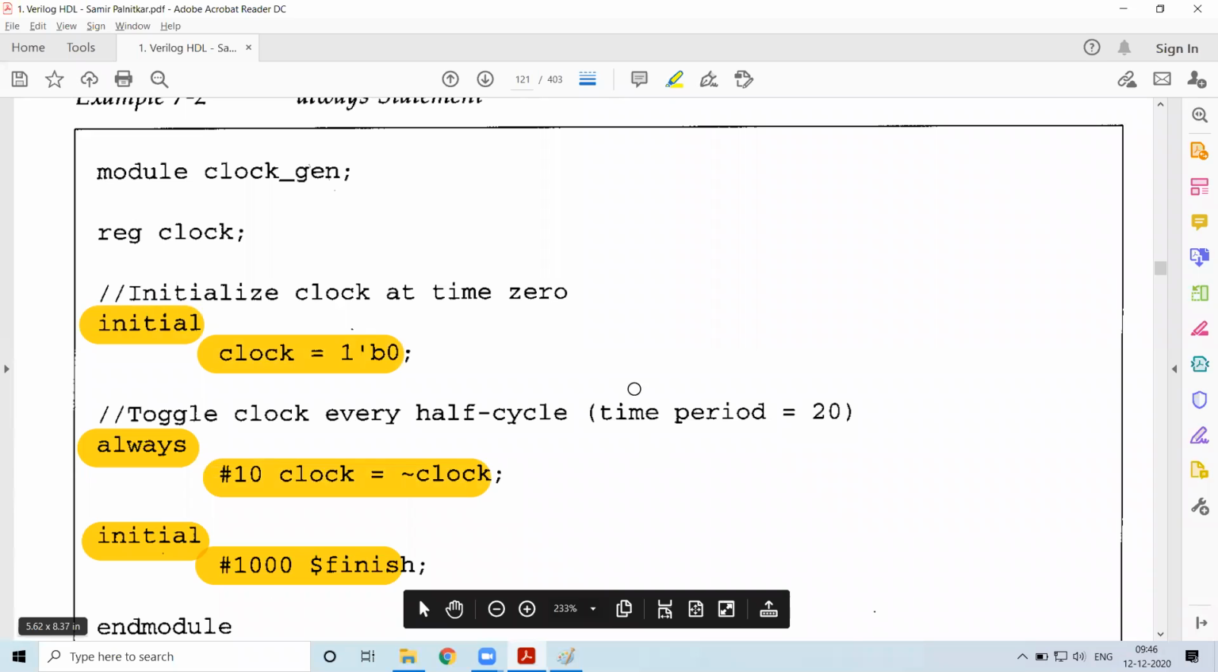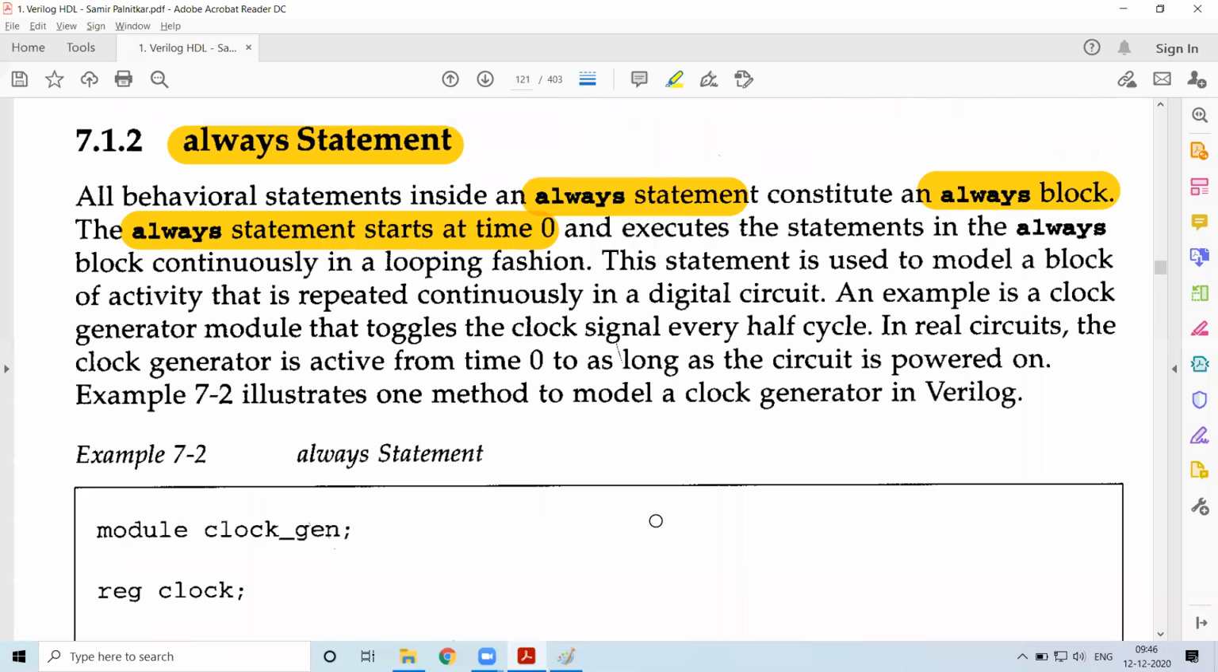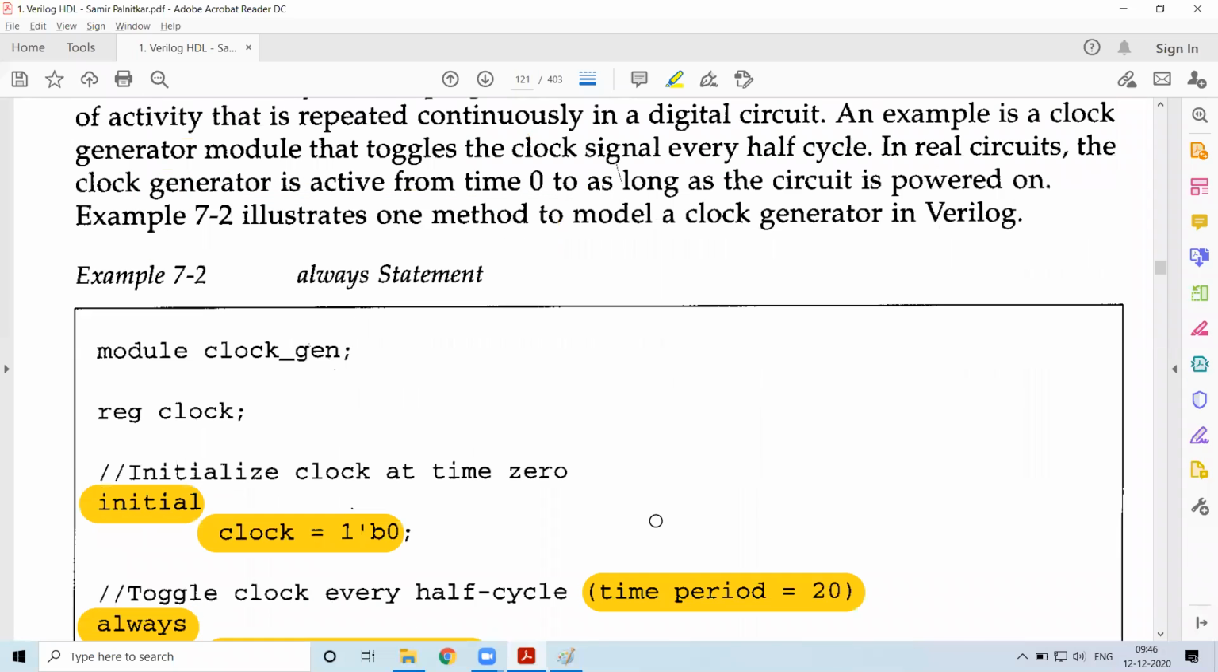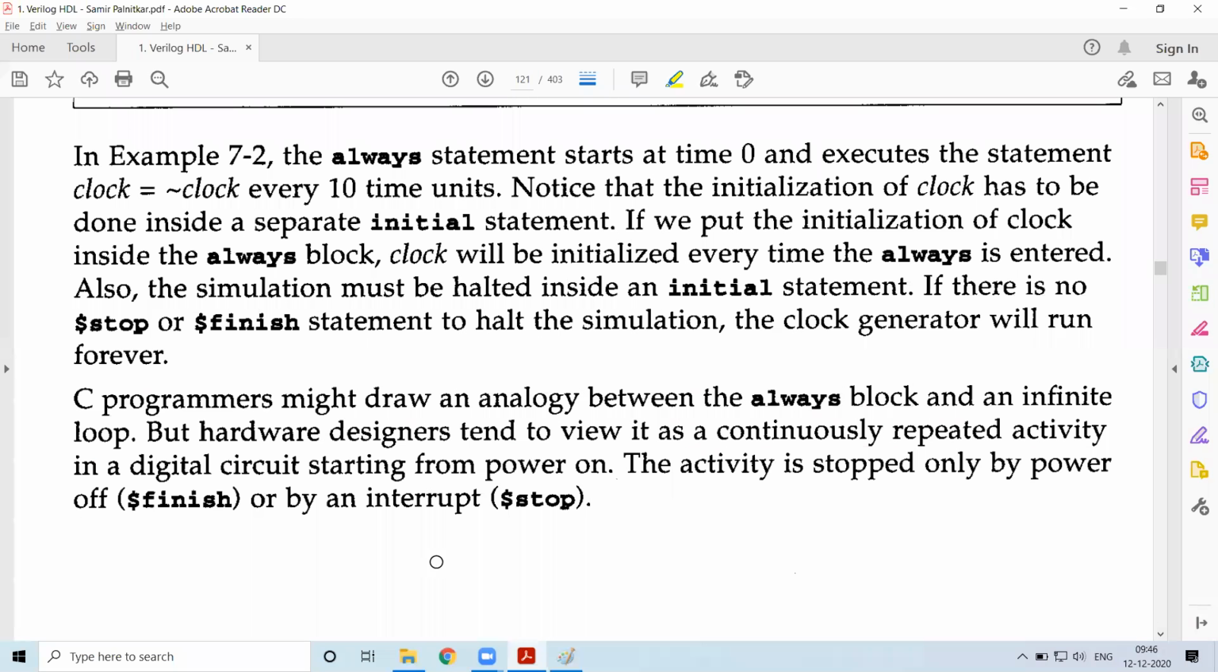This is how you are generating the clock in this case. The time period is 20 time units, as specified over here. So this is how the always block works. The same thing is discussed over here.